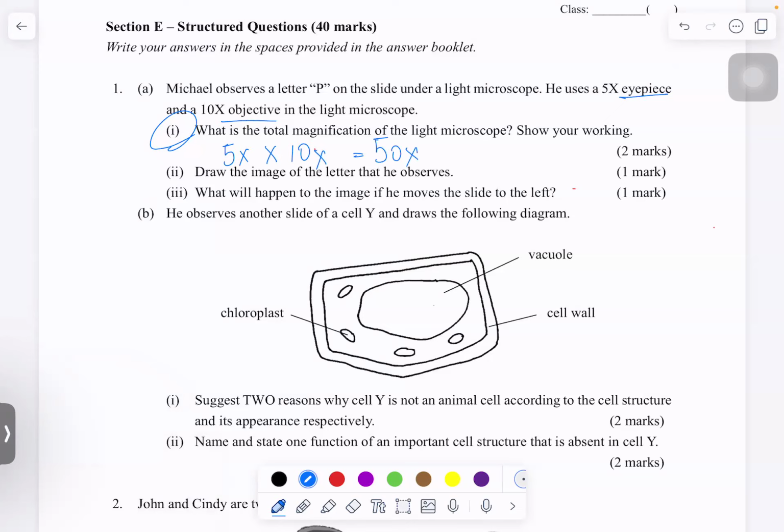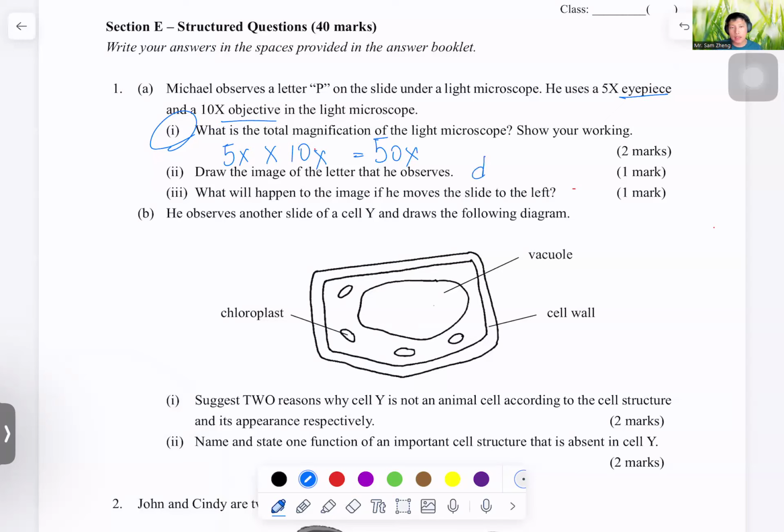Then how can we know the image that he observed? We can simply turn the paper, the textbook, to 180 degrees. Then we just simply flip it. We can see that the P will change into a D.